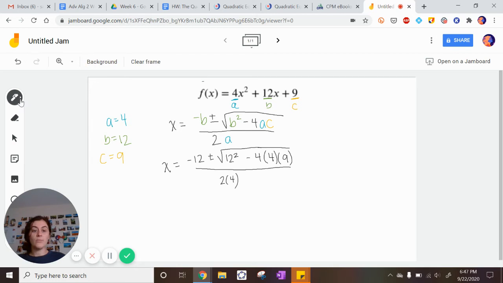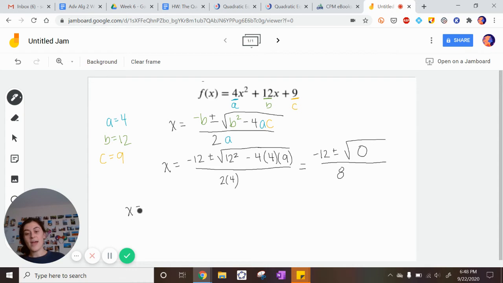Perfect. So all we're going to do now is simplify a little bit. Negative 12 is fine. Let's simplify everything under the square root. 12 squared is 144. So I'm going to pull out my calculator and do 144 minus 4 times 4 times 9. And I end up with 0, which is totally fine, because remember, 0 can totally be under a square root. We're good to go. 2 times 4 is 8.